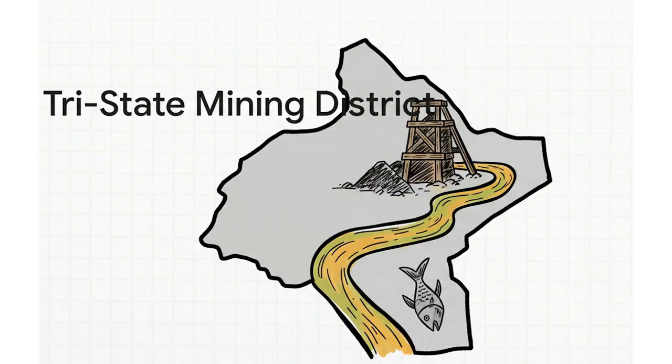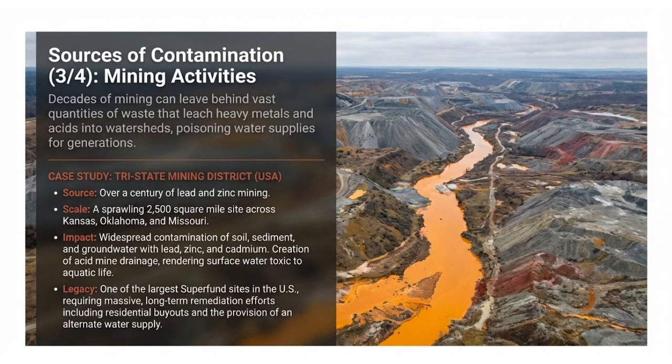Okay, so the Tri-State Mining District. Over here, due to the mining, the water bodies got contaminated. They became yellowish in nature due to the presence of lead, zinc and cadmium. Due to this there was acid mine drainage, and it made the surface water toxic, right? So now people are trying to do some remediation over there, so that this site can be rehabilitated again.